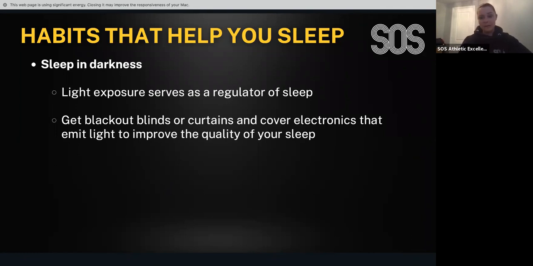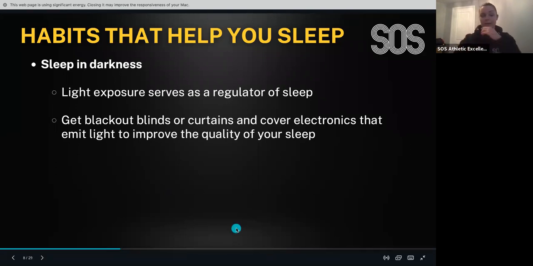So yeah, blinds, blackout curtains, those sort of things can help eliminate any outside light. And then yeah, if you can cover electronics as well, that can stop the blue light being emitted, which we've talked about, that delays the onset of sleep. So yeah, if we get any light covered, then that can improve the quality of sleep as well.